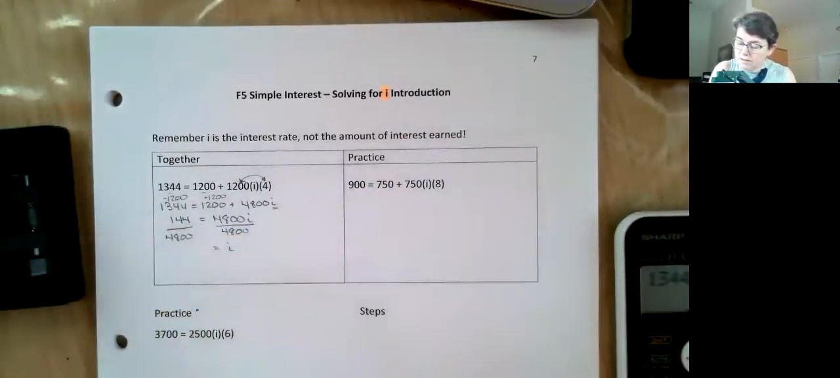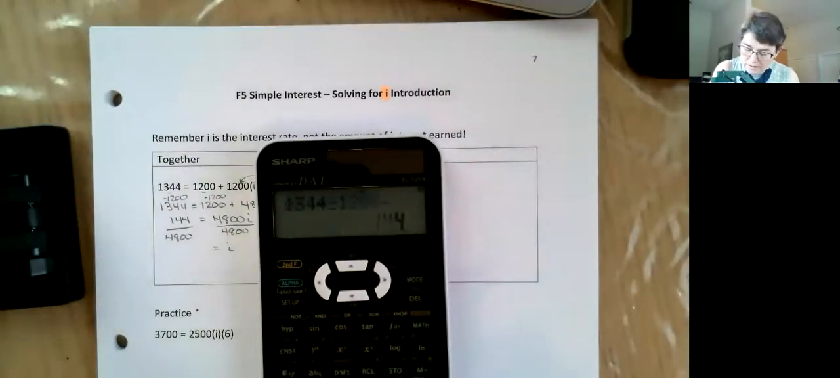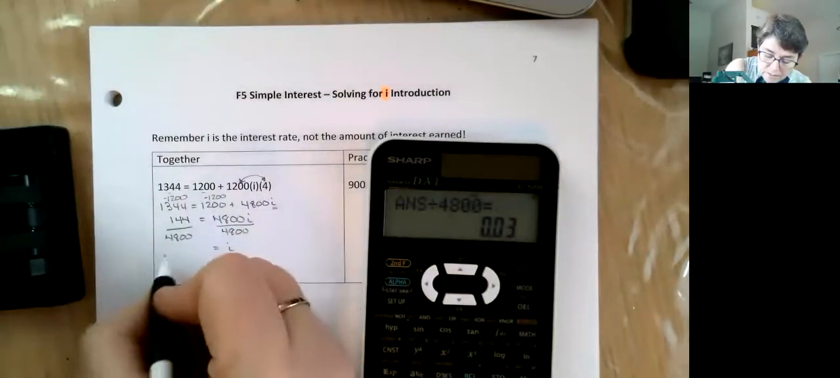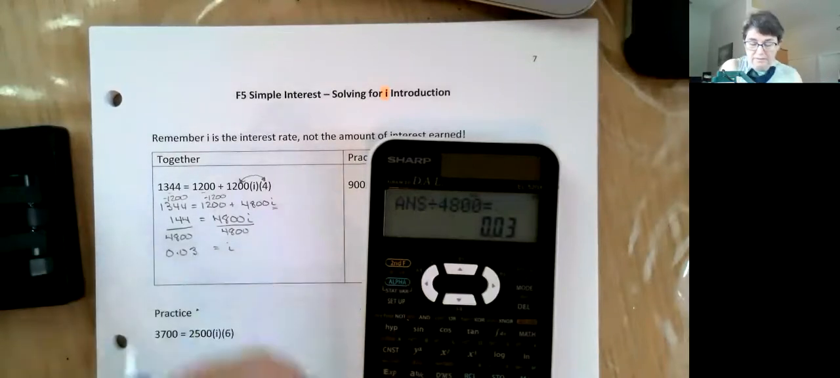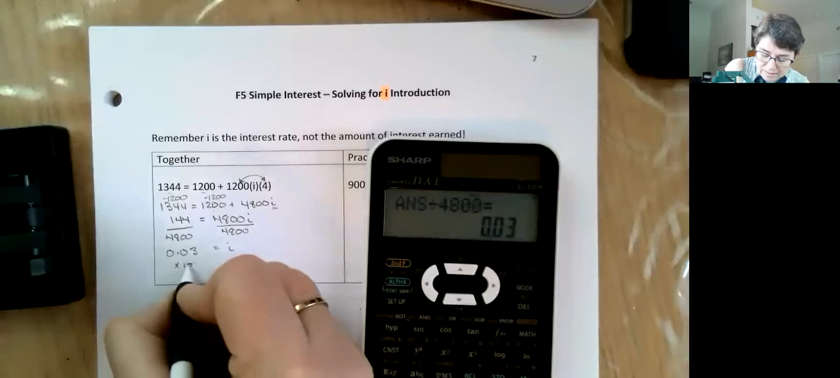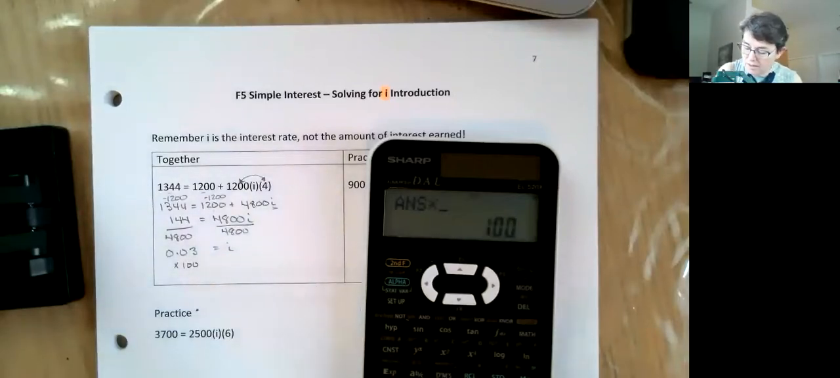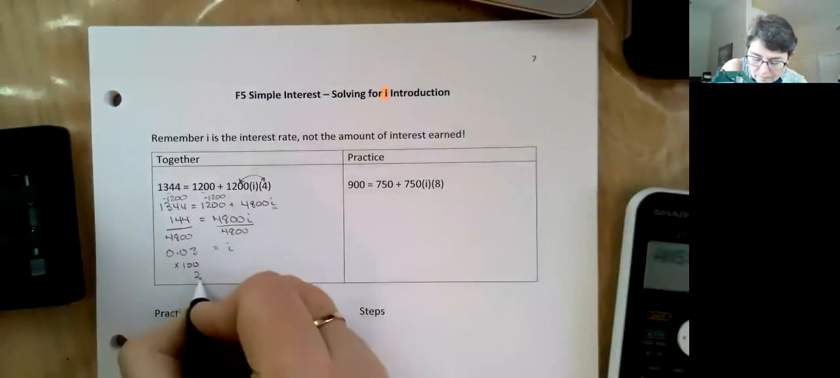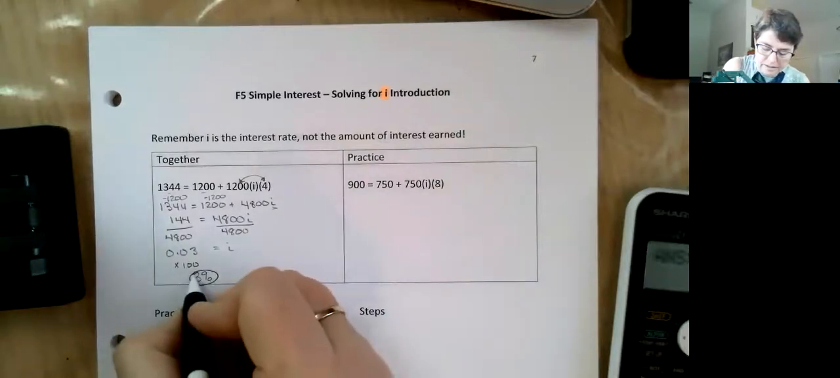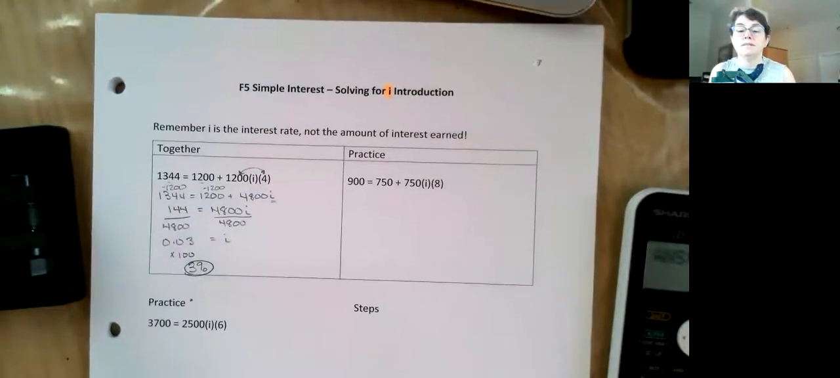So I got I is equal to 144 divided by 4,800. Now, don't get weirded out if it seems like a really small number, because this is going to give you your number as a decimal. So it's going to be 0.03. Now, to convert that back to percent, which is what we usually talk about when we do interest rate, we need an extra step of times 100. Times 100, 3%. Okay, that looks weird.